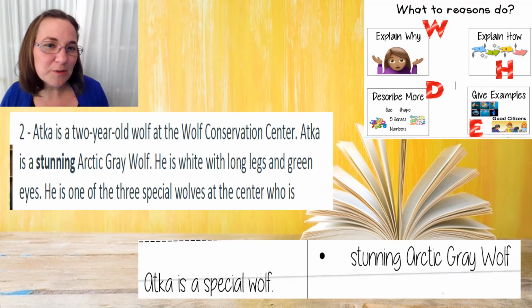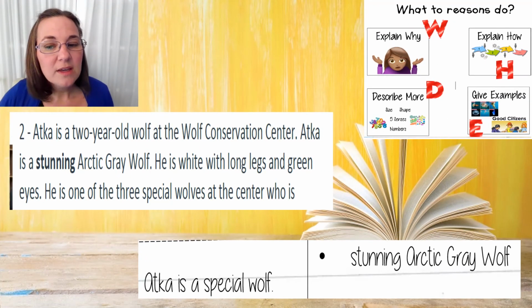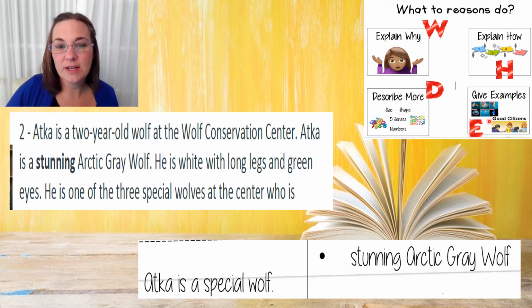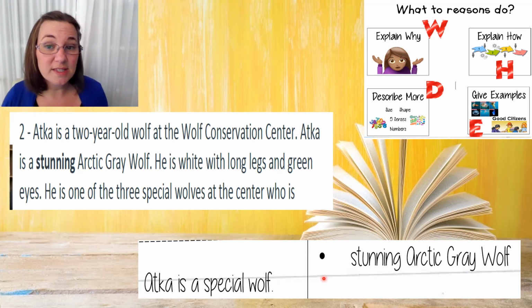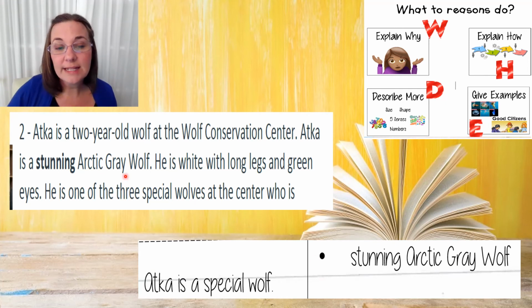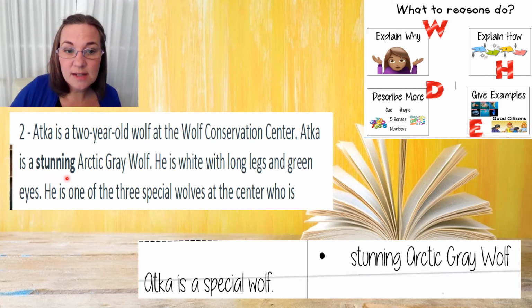I want you to have a little bit of practice trying out this work. Here's an example of what we wrote yesterday. Remember, the point was Atka is a special wolf. And we said one of the reasons the author gave was that it was a stunning Arctic gray wolf. Let's look back in the text. A stunning Arctic gray wolf. He is white with long legs and green eyes. So let's think about the stunning Arctic gray wolf, white with long legs and green eyes.